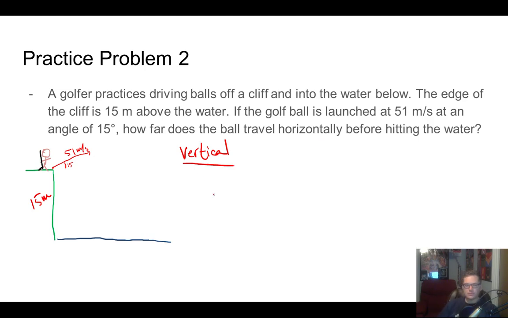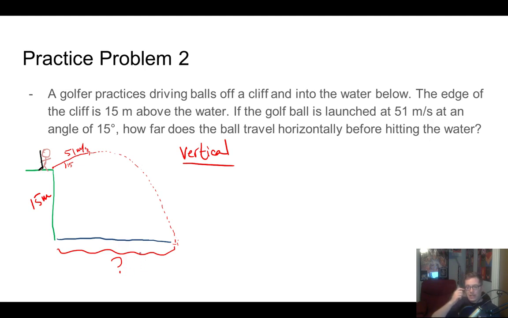So let's identify what we need. We've got this ball. If we sketch the path, the ball is going to be coming out here and keep going. Gravity's going to come, and then it's going to come back down and come out this way. Eventually we want to know until it hits the water. So how far is this distance here? That's what we're after, that horizontal distance.